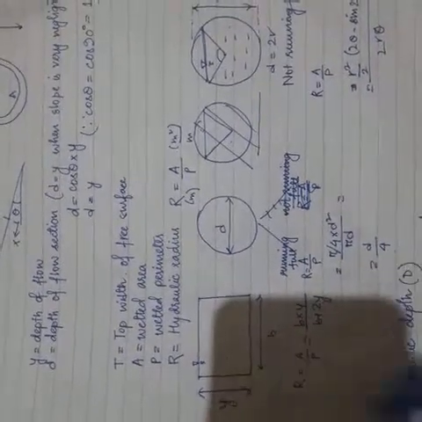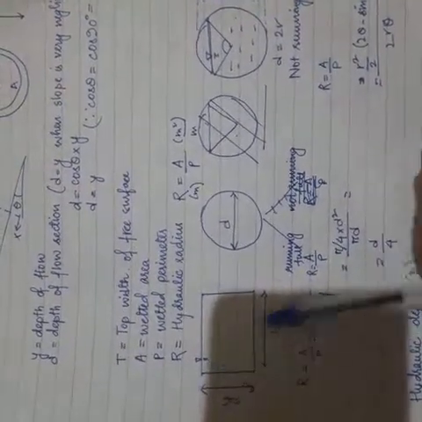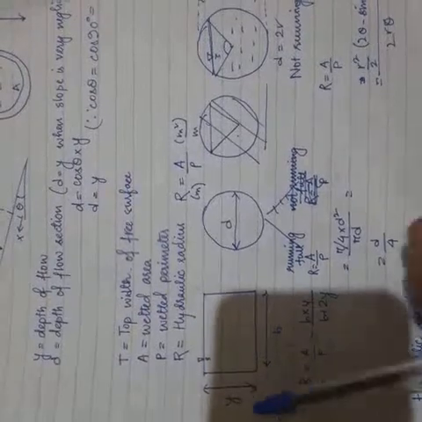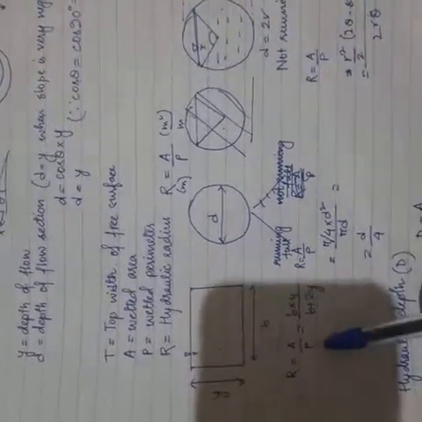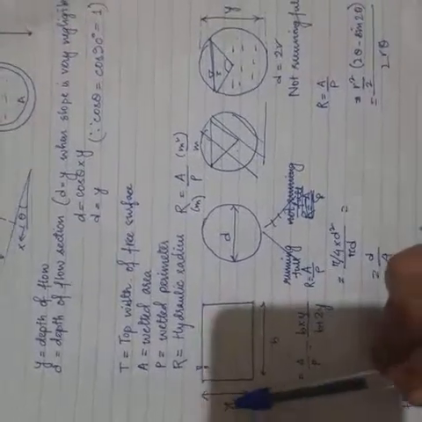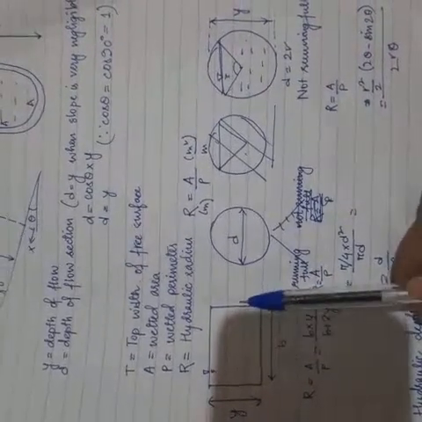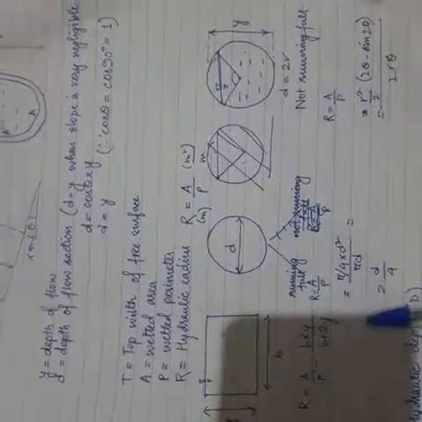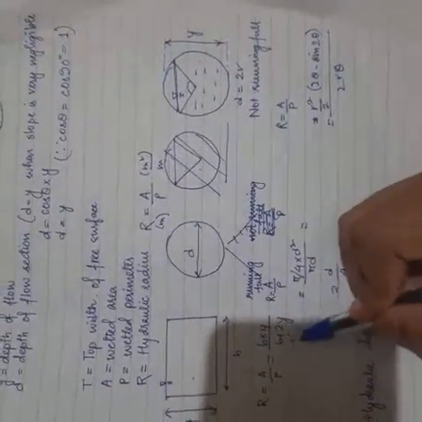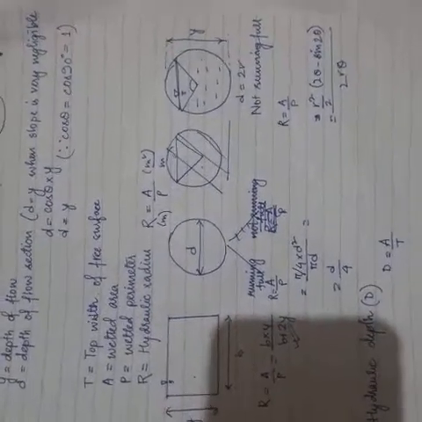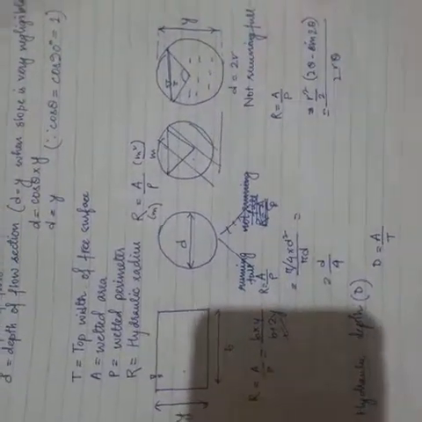So the area of a rectangle or rectangular channel is B into Y, right? That much we know. Then what is the perimeter? Perimeter is Y plus B plus Y, that is 2Y plus B. So this one gives the radius. What radius? Hydraulic radius.